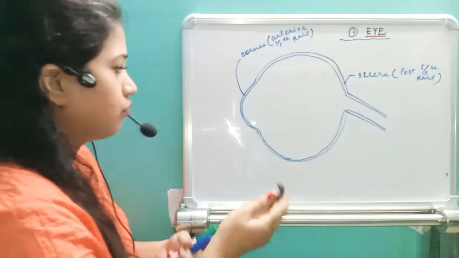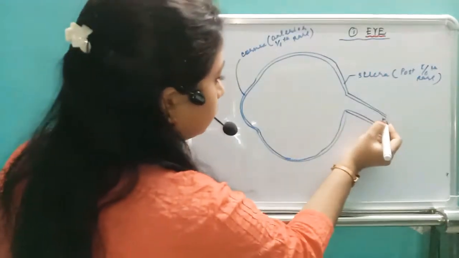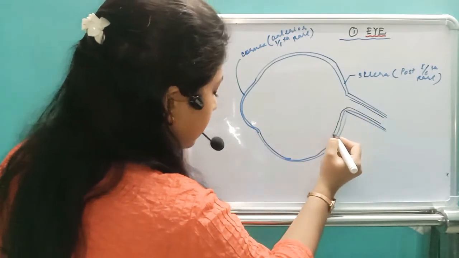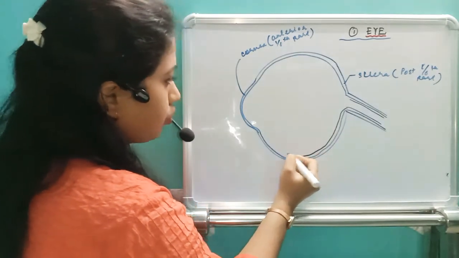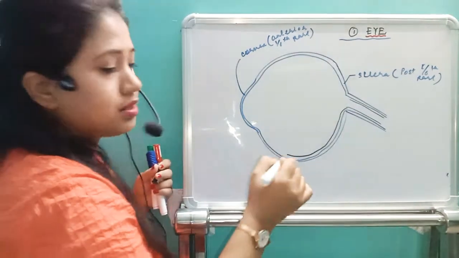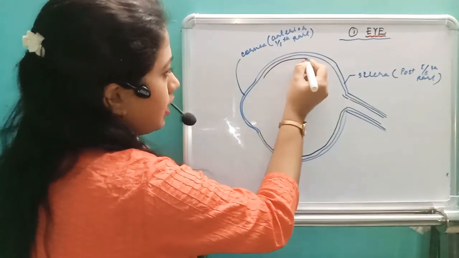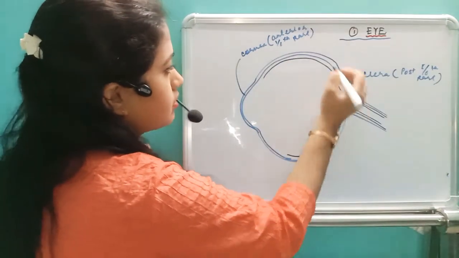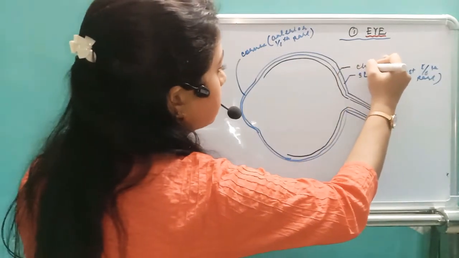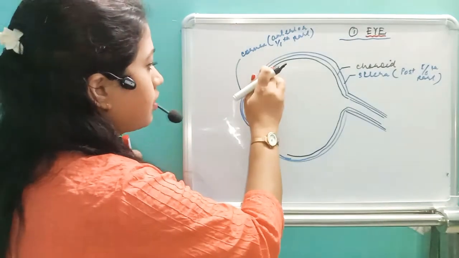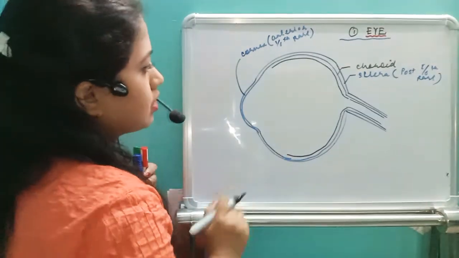The second layer, what is it? So this is the second layer. It's not a complete layer. Only the outermost layer is a complete layer, but here this will be the second layer. What is the name of it? This is called the choroid layer. Okay, so this is the second layer we have, and it is called the choroid.